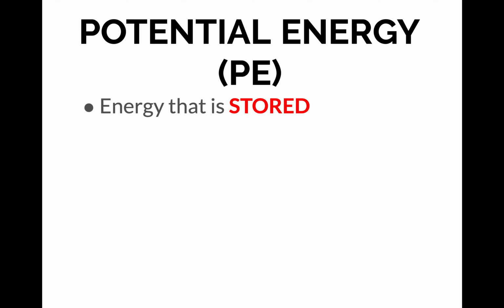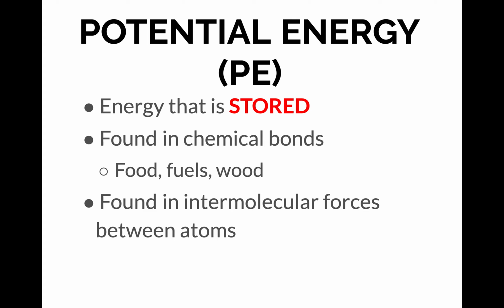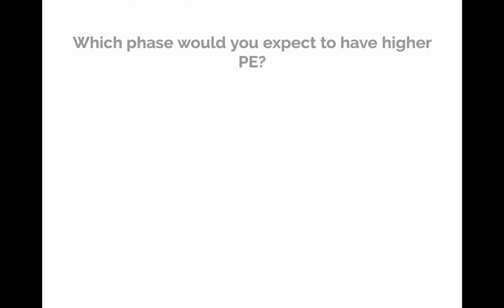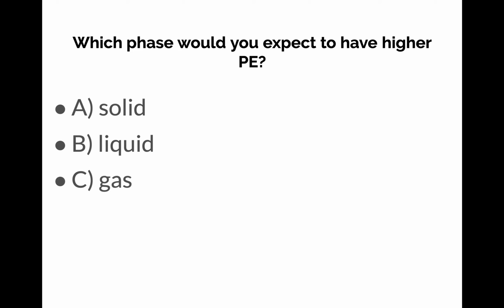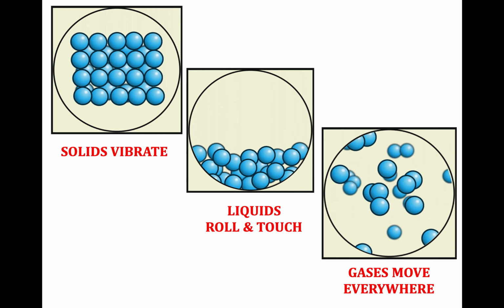So potential energy. Potential energy is energy that is stored. It is found in chemical bonds, food, fuels, wood, in intermolecular forces between atoms, and bonds holding compounds together. Which phase would you expect to have a higher potential energy? So it's going to be the opposite of kinetic energy, and solids have the strongest intermolecular forces. They're the closest together. They're not moving as much. They're vibrating around each other. So our answer is going to be solids.